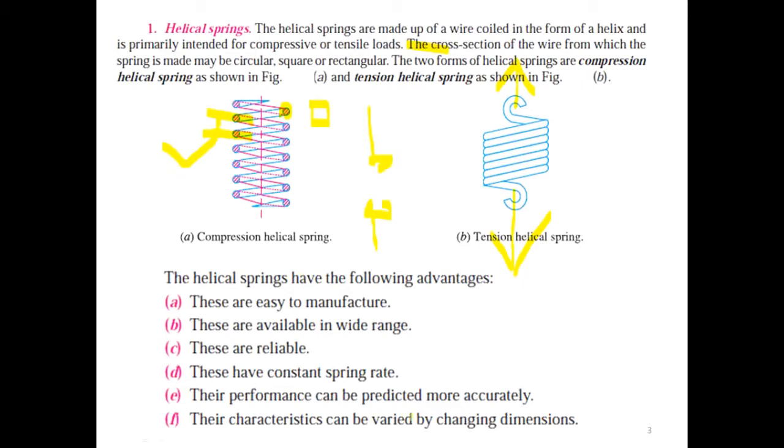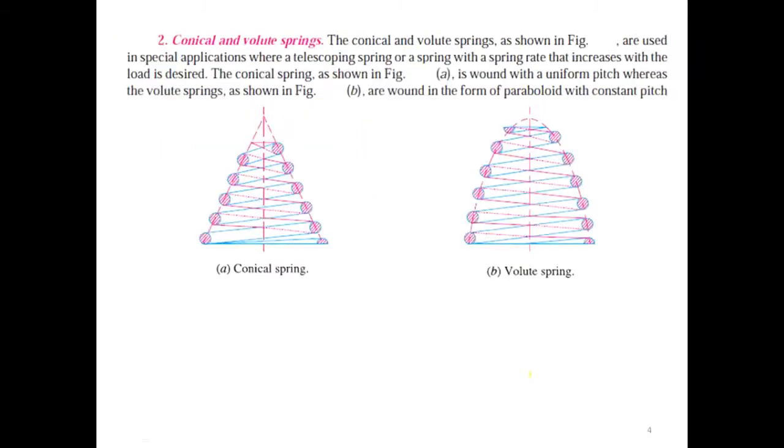Helical springs have several advantages. They are easy to manufacture, available in a wide range, reliable, and have a constant spring rate. We will come to what is meant by spring rate. Their performance can be predicted more accurately, and their characteristics can be varied by changing dimensions. So basically these two types are present, the helical compression spring and the helical tension spring.